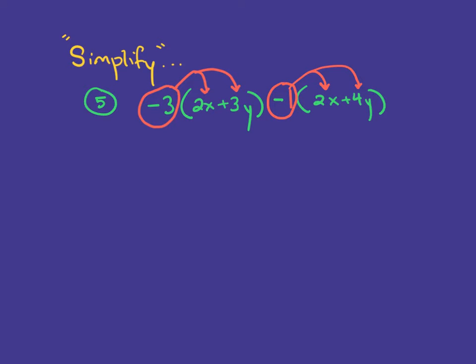Negative 3 times 2x here. Negative 3 times 2 is negative 6, and we've got that x on there. Negative 3 times 3y. Okay, so that takes care of that negative 3. Then moving on to the negative 1 here. Negative 1 times 2x. Negative 1 times 4y.